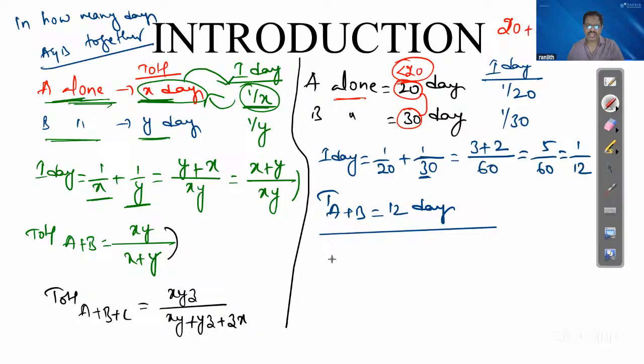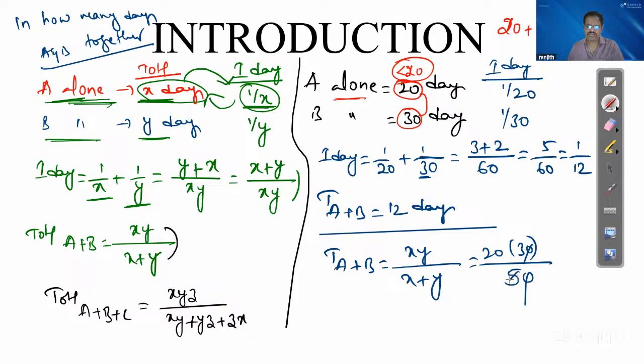If I use the formula directly, I will get xy by x plus y, where x and y are 20 into 30, and the sum equal to 50. 0, 0 is cancelled, 5 fours are 20. So the answer equal to 12 days.